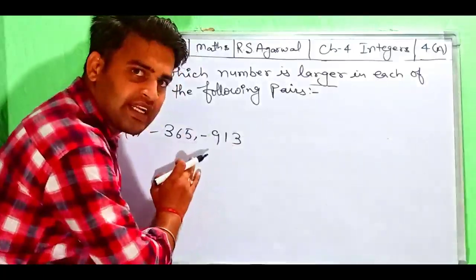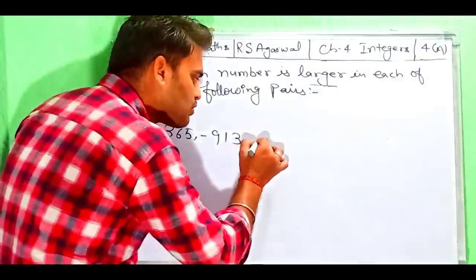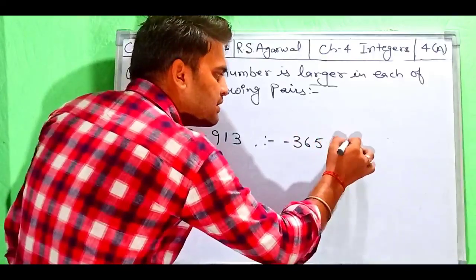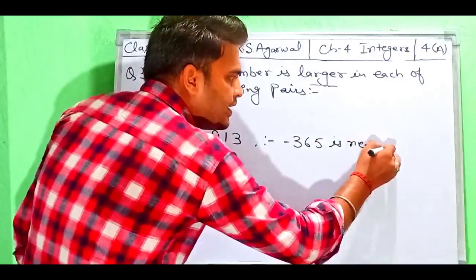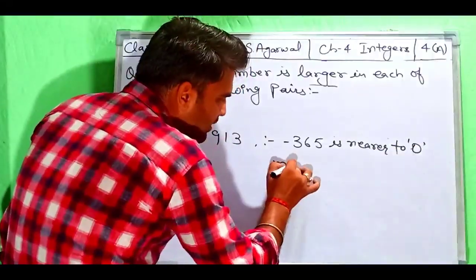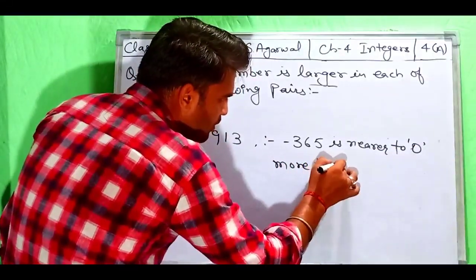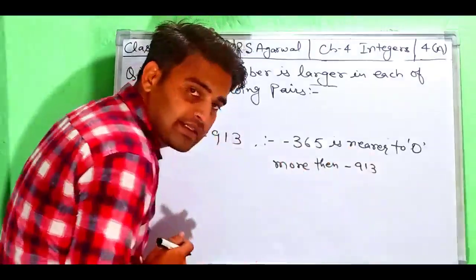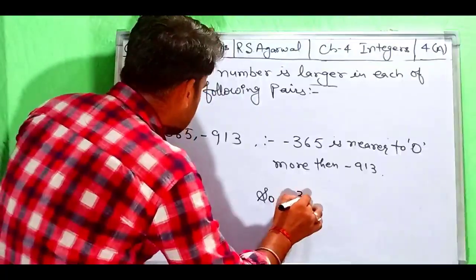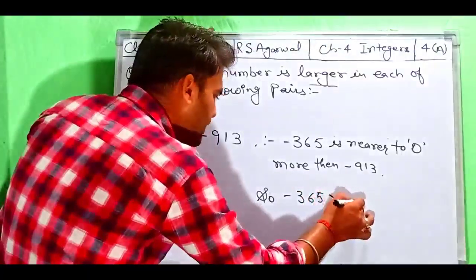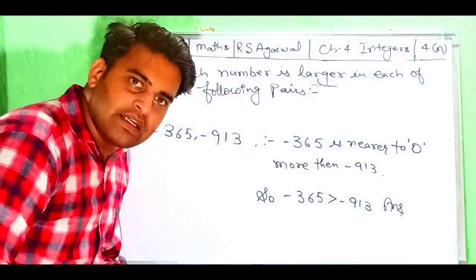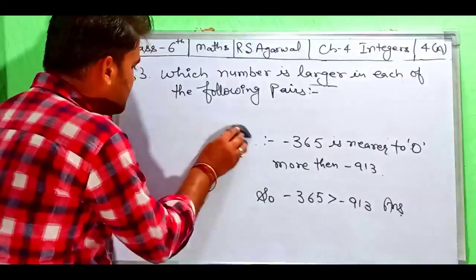जो number 0 के ज़्यादा नज़दीक होगा वही greater number होगा. So minus 365 is nearer to 0 than minus 913. So minus 365 is greater than minus 913. This is the answer. You got the answer? Move to the next question.